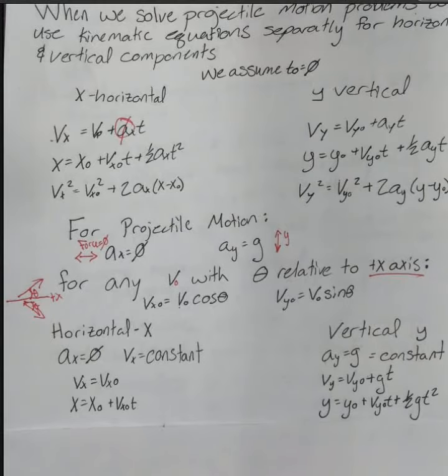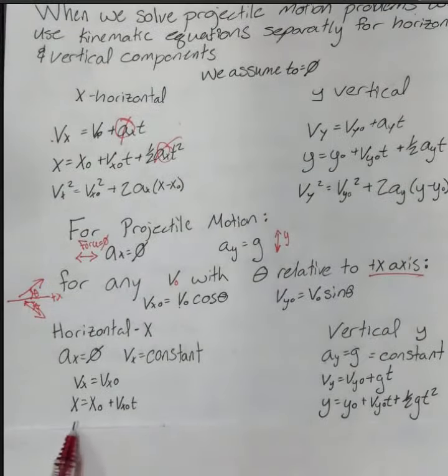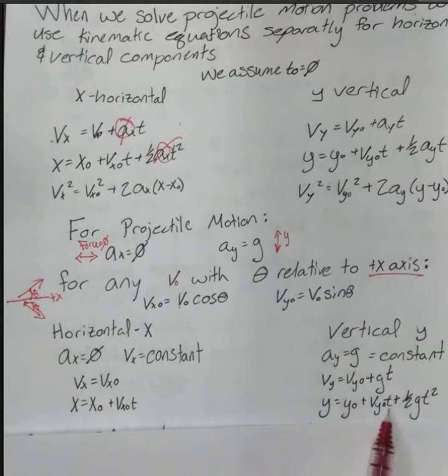Our next equation, if acceleration is 0, then x will equal x naught plus vx naught t. And our y will equal y naught plus vy naught t plus 1/2 gt squared, where again we either set our axis with a negative or fix our g.